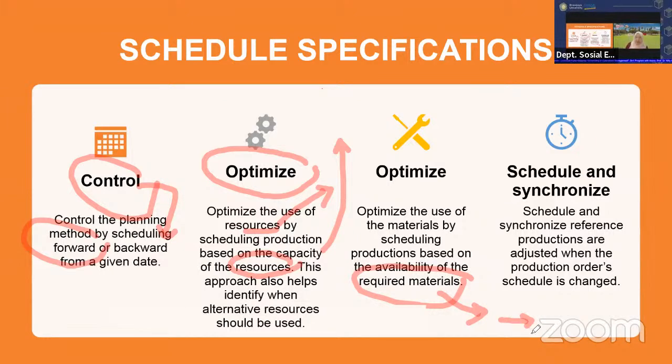And then you can also have the schedule and synchronize. Schedule and synchronized reference productions are adjusted when the production order schedule is changed. So this is where the term flexibility comes in: you can make changes in order to achieve the production's target.